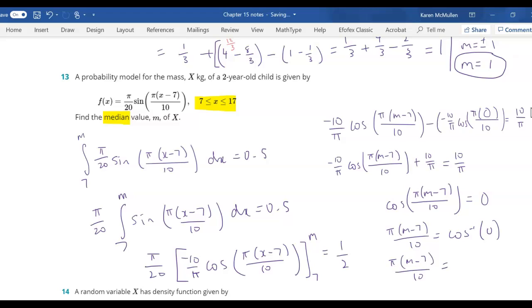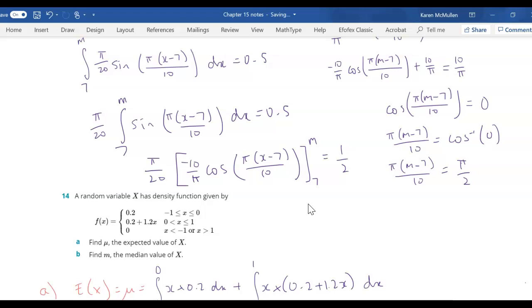Inverse cos of 0 is, didn't say that too carefully, not 1, pi on 2. I've got a picture of the unit circle. I don't know why I said 1. Let's tidy it up a little bit. Those pi's cancel each other out, so we're left with m minus 7 equals 10 on 2, which is 5. So m equals 7 plus 5, which is 12. And that's the answer.